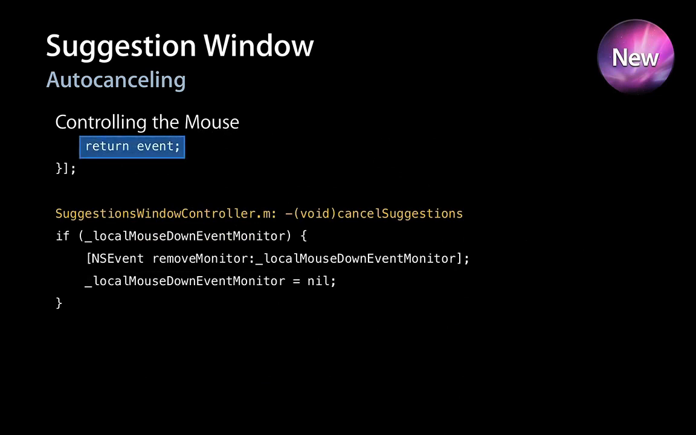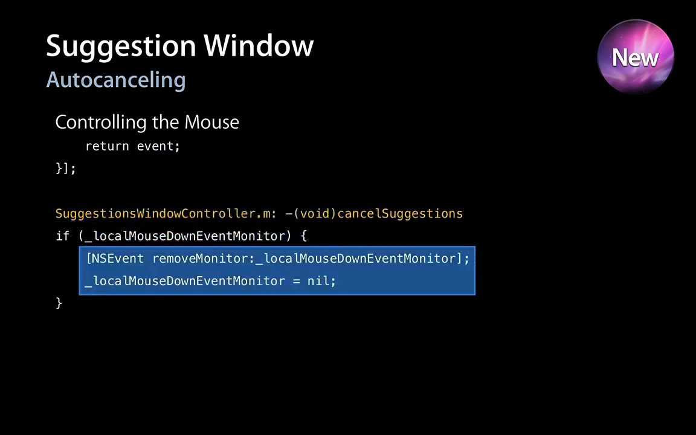At the end of a block here, for completeness, you can see how we return event. And in this case, we will either always return the event, the mouse down event as it was passed to us, or we're going to return nil and effectively eat the event. So we set up our local event monitor whenever we showed our suggestions window. Likewise, we need to remove our event monitor whenever we dismiss our suggestions window.